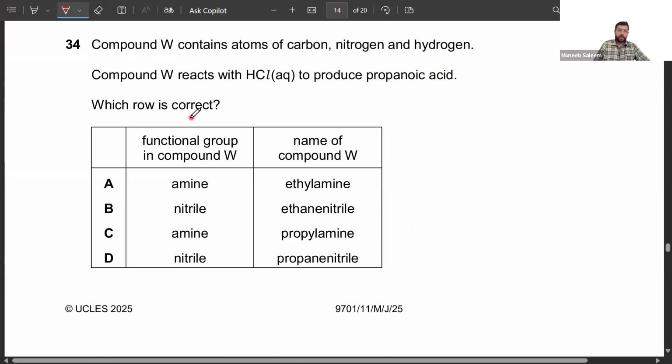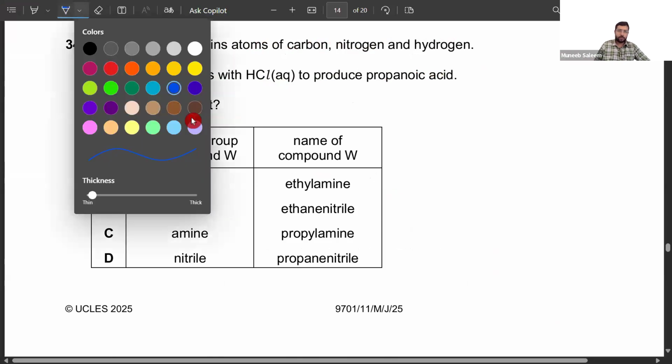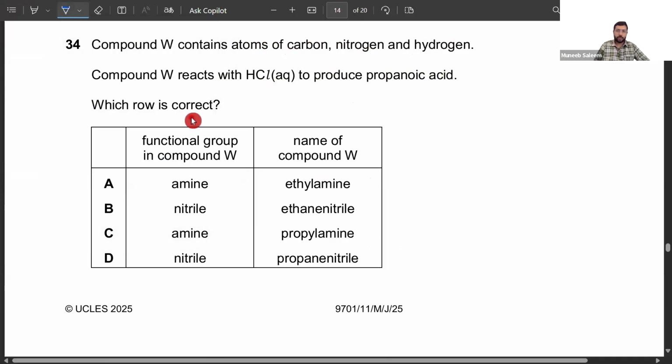Again, we will look at the literature for the reaction between compound W and acid to make propanoic acid. If you remember, we have two options given, the amine and the nitrile. The amine is represented as RNH2. This is the amine group. And the other one is the nitrile, which is represented as R-C triple bond N. This is the nitrile group.